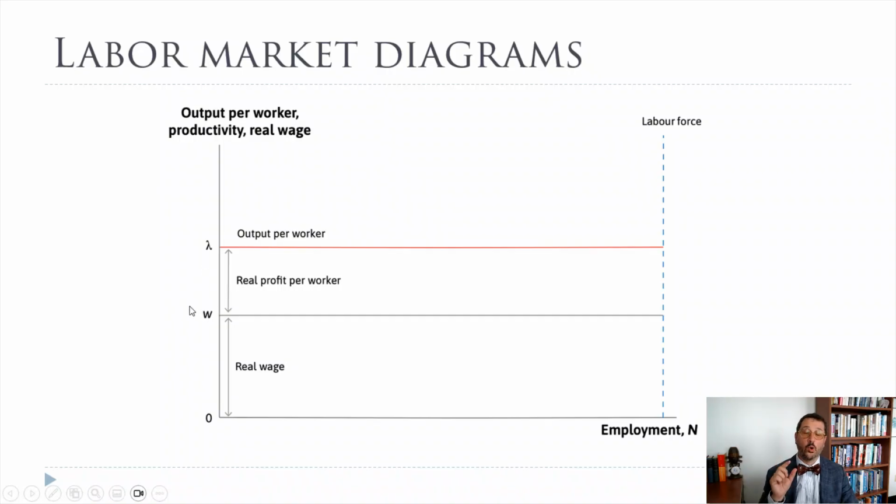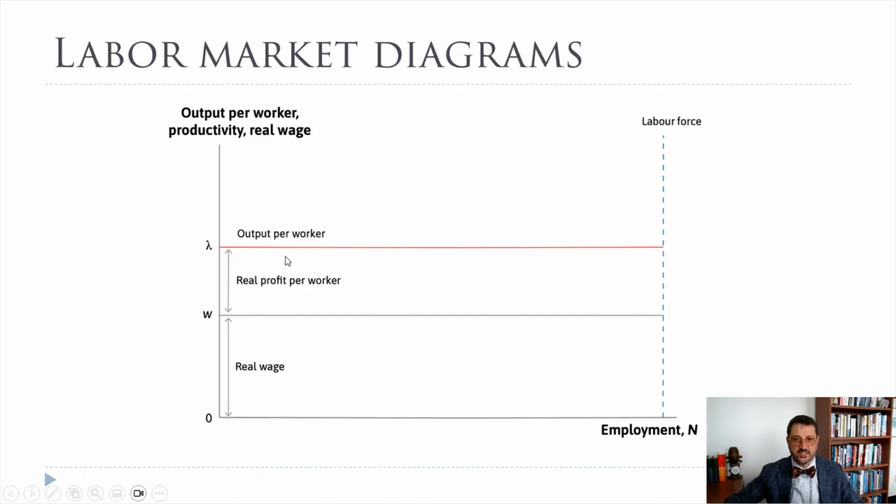This is, I think, one of the most confusing things about this model: that lambda, for the most part, is fixed, at least in the short run. In the long run, it can go up. But in the short run, it's fixed. So we'll just take that as sort of a ceiling. Now, profit then is the distance down to the real wage. So when profit goes down, the real wage actually goes up. And when profit goes up, the real wage goes down, and that lambda is fixed.